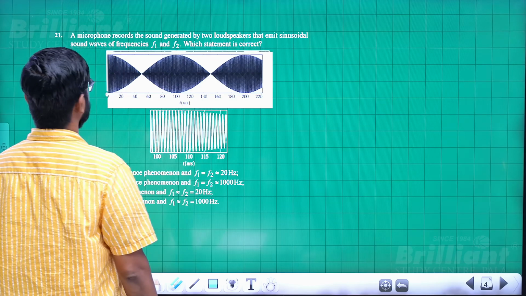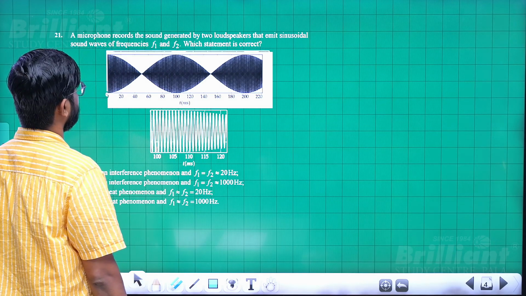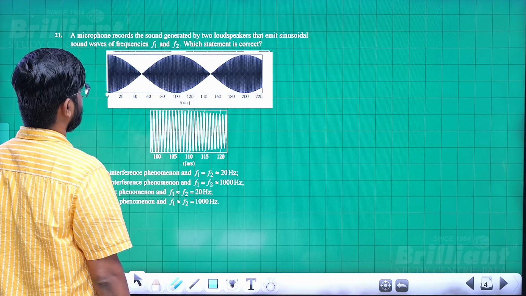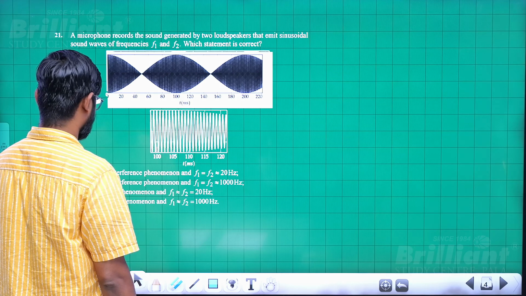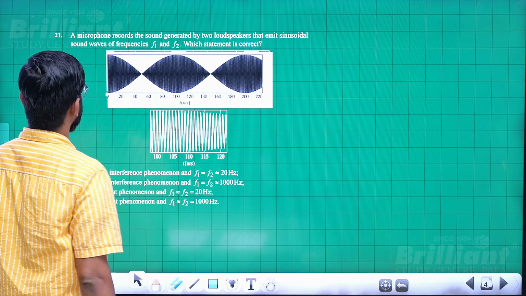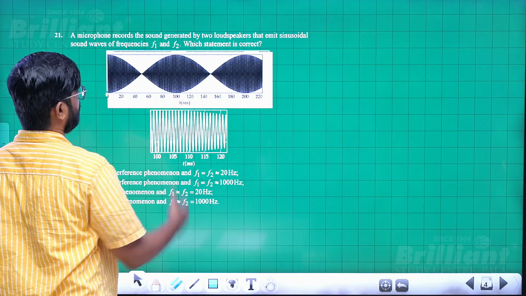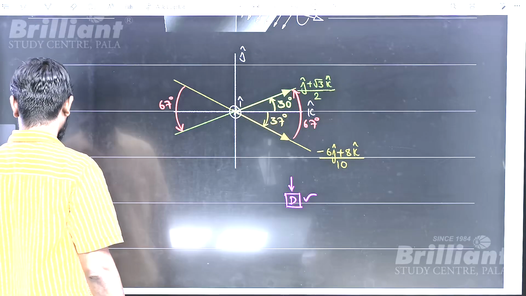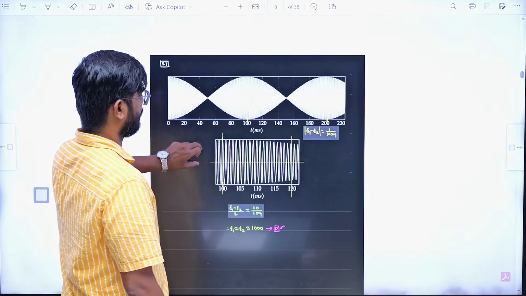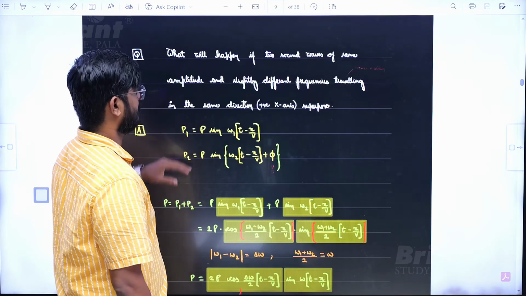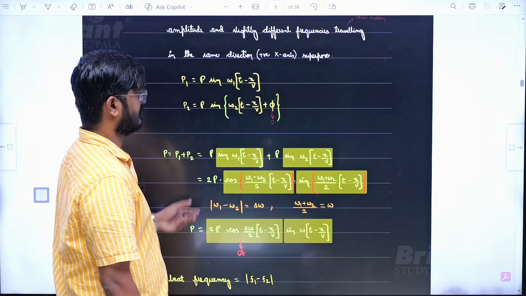A microphone records the sound generated by two loudspeakers that emit sinusoidal sound waves of frequency F1 and F2. Which statement is correct? Now, I don't think you can differentiate between interference phenomena and beat phenomena. Anyway, by looking you would have understood that the question has something to do with beats. So when is this figure going to happen? You would have seen it when there are two waves interfering with a slight difference in the frequencies, when omega 1 and omega 2 are almost equal, the difference is very small.